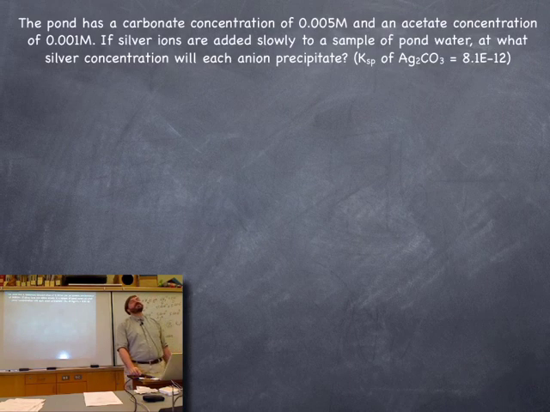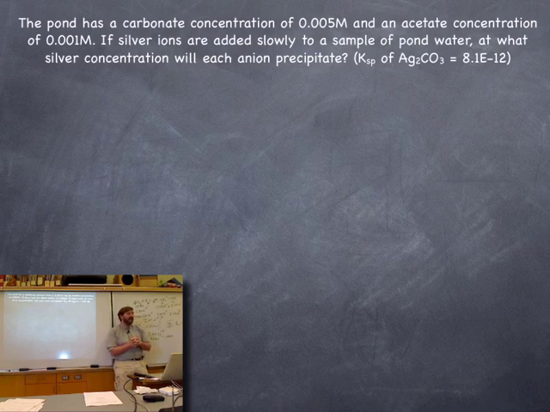So here's the situation I want you to think about. We had the KSP for silver acetate. The concentration of acetate in the pond at the moment appears to be 0.001. I'm giving you the KSP for silver carbonate. It's 8.1 times 10 to the negative 12. The concentration of carbonate in the pond appears to be 0.005.